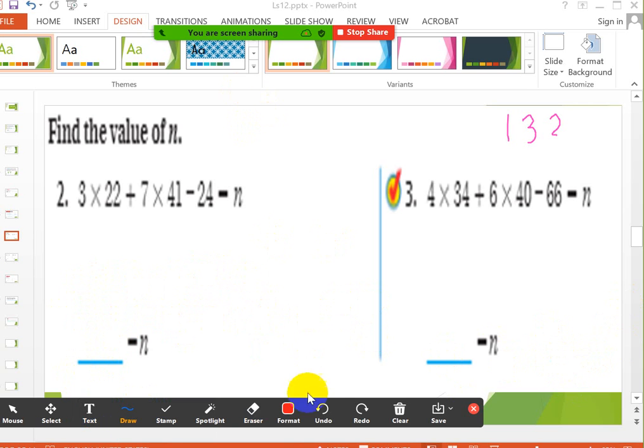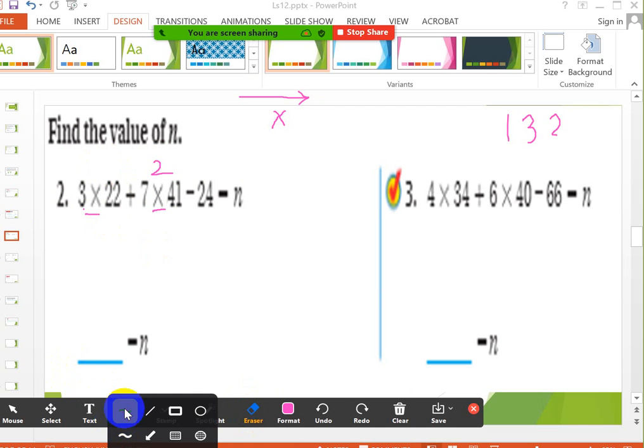First thing, I have to start with what? Multiply from the left to the right. Okay? Let's start. Where is the multiplication? This is the first one from the left. And this is the second one after it. So I will start with this one. So 3 multiplied by 22. Thank you, Zain. Excellent. 3 multiplied by 22.